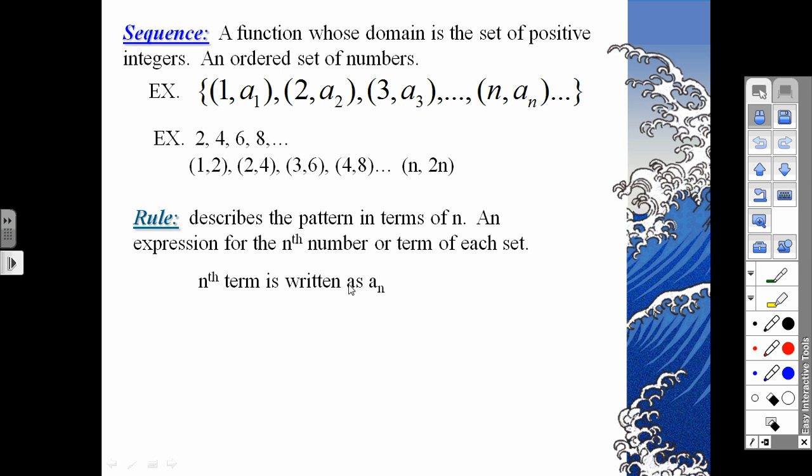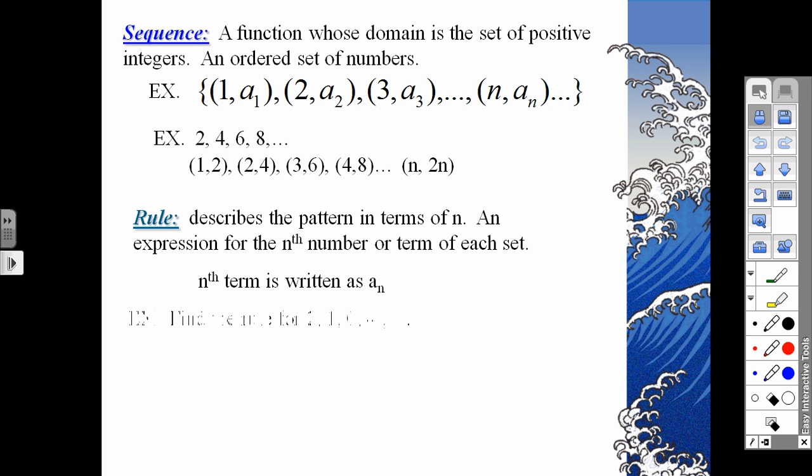So what we just did here is we created a rule to describe our sequence. So a rule is just a pattern. It's something that describes the pattern, in terms of n. And it's going to be an expression that you're going to have to work out, and you can do pretty much anything you want to the n. You can multiply it by numbers, subtract numbers, add numbers, raise it to powers, have n be the power, all sorts of different things to describe whatever pattern you see happening when you move from one term to the next in the sequence.